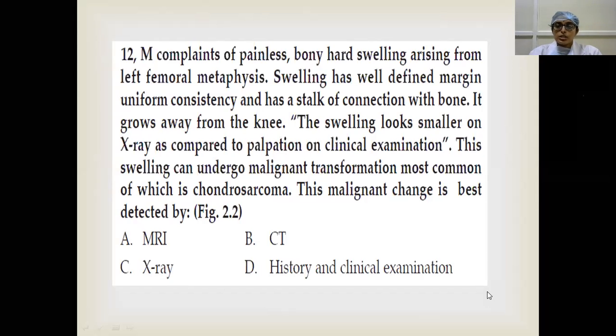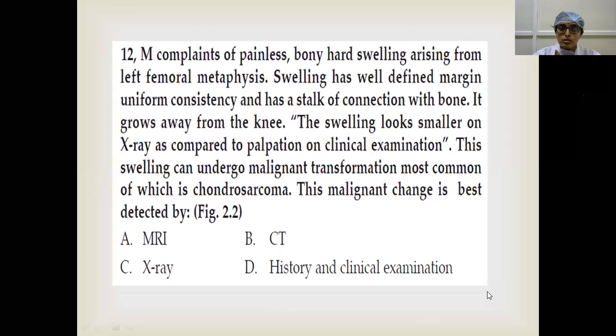So here in this question, there are 3 things which we have to understand. First thing is, what is the tumor? And why is it looking smaller on X-ray as compared to palpation? And third thing is, why do you choose that particular modality as a suitable modality of investigation? So the 3 parts of the question are apparent before us.